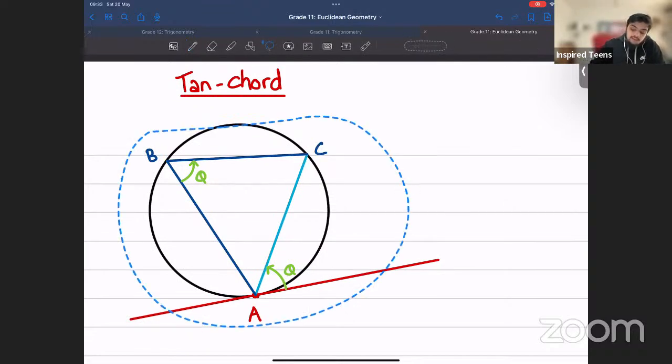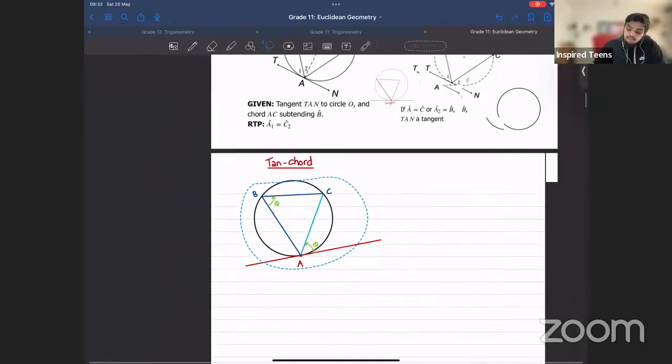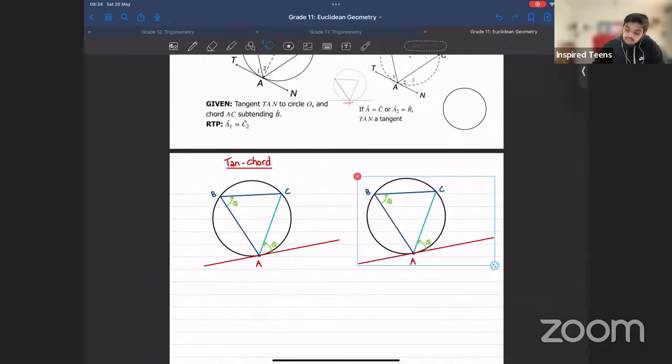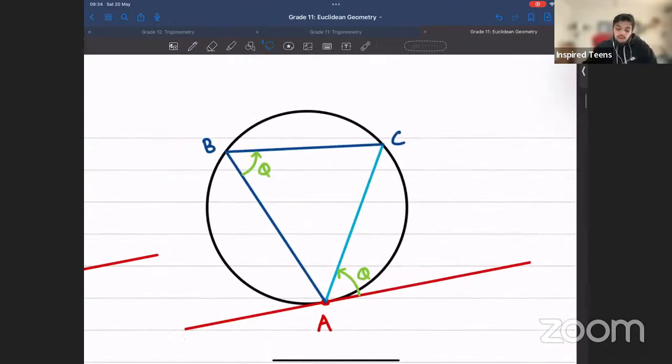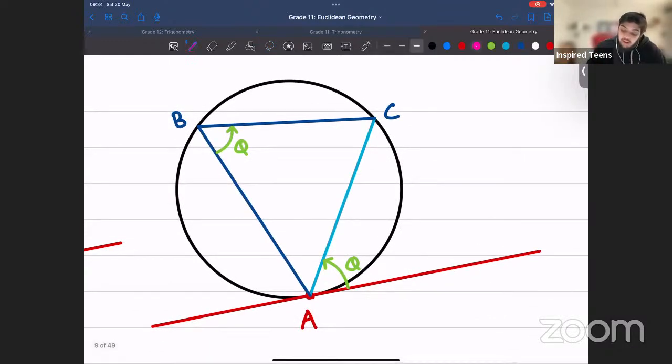Okay, so I hope that makes sense. If you have any questions, please do ask. I'm going to do the same example, but I don't want to ruin that first one. So let's just say that was theta. But now one could also say that I could create this angle as an angle between tangent and chord.